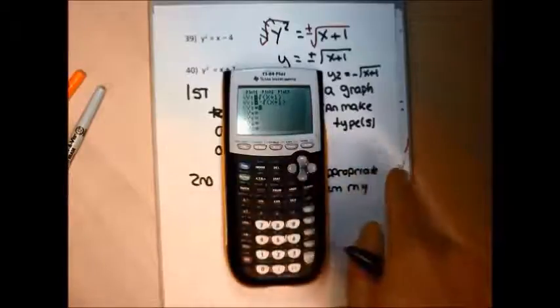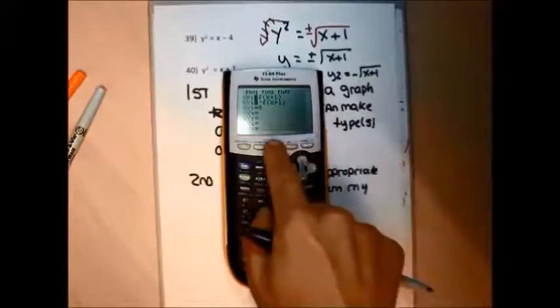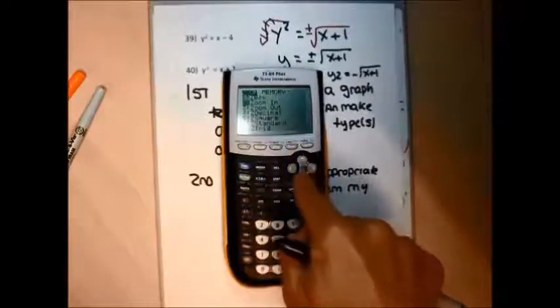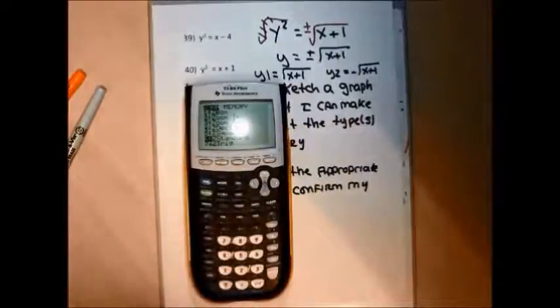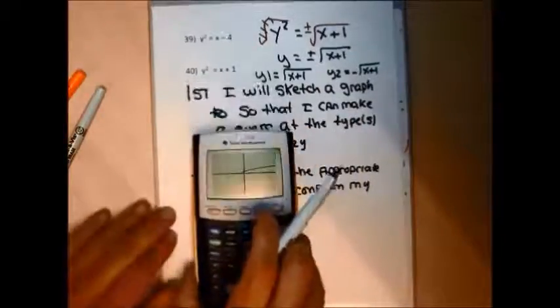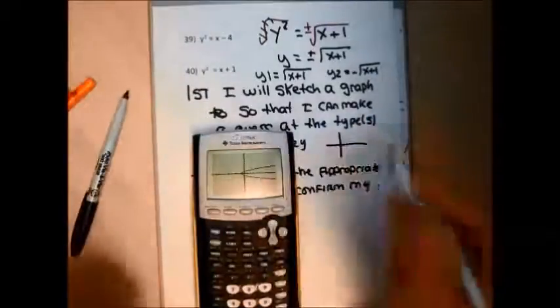And I have no idea what I graphed. I don't know what my window was. I'm going to hit my zoom button and go down to option 6 that says standard, because that will produce a window that's suitable. And that's going to graph this for me. Not that you can see it, but the graph looks something like that.